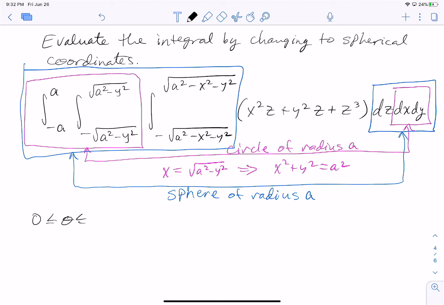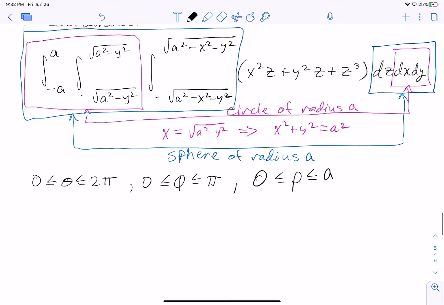theta goes from 0 to 2 pi to sweep all the way around the xy plane, because x and y are both negative and positive. Phi is going to go from 0 to pi, because we have the top half of the sphere and the bottom half of the sphere, and I know that because z takes on both negative and positive values because it goes from a negative square root to a positive square root. And then the interior of the sphere maxes out at a. Rho then maxes out at a and has a lower limit of 0 because there's nothing that tells me that there should be a gap in the middle of the sphere. Those give us the limits of integration.